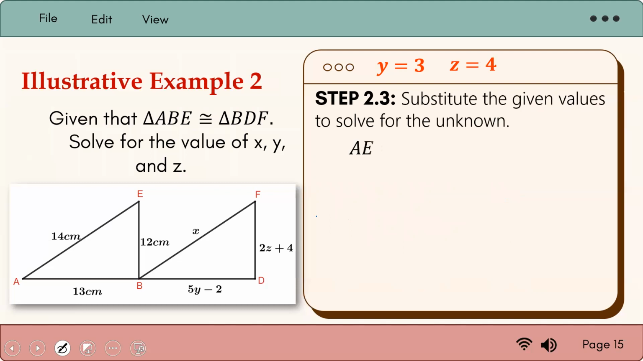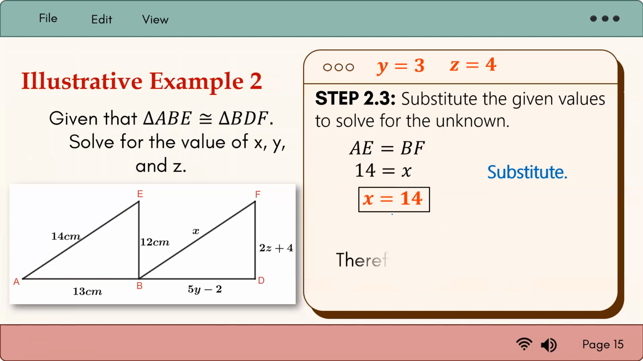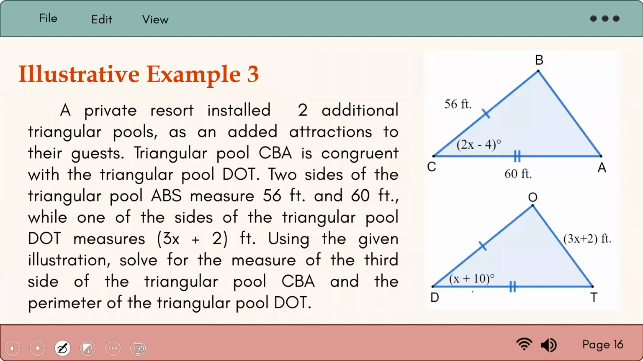All right. So now we proceed with AE equal to BF. The last one is quite trivial. So 14, the x is 14. Literally, without doing anything, you already have x equal to 14. Therefore x equal to 14, y is equal to 3, and z is equal to 4. Let me pause. All right, now let's move to the second to the last example.